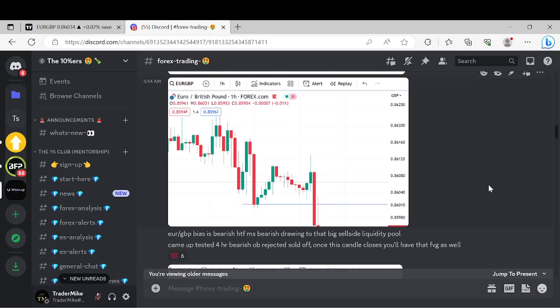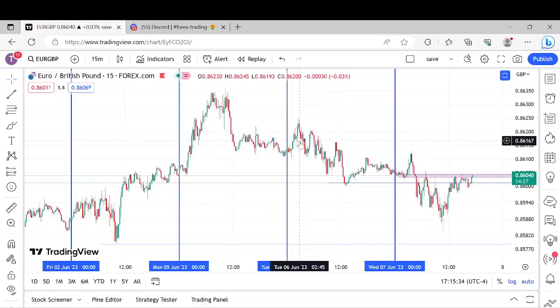And as you can see, what did I say here this morning at 5:54 a.m.? Euro GBP bias is bearish, higher time frame market structure bearish, drawing to that big sell side liquidity pool. Came up, tested 4-hour bearish order block, rejected, sold off. Once this candle closes, you'll have that fair value gap as well. Okay, so now we're going to go to the charts. All right, so let's break it down.